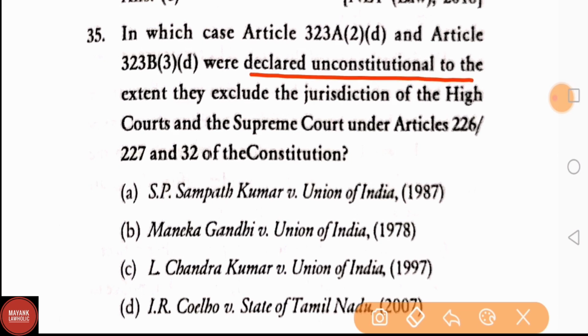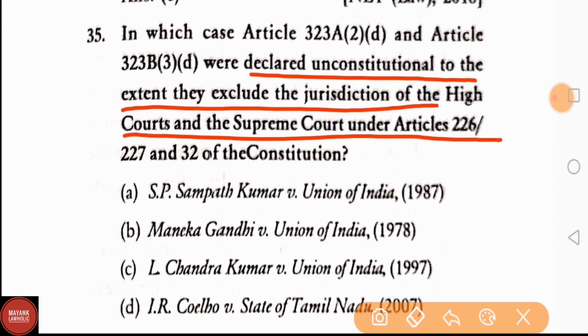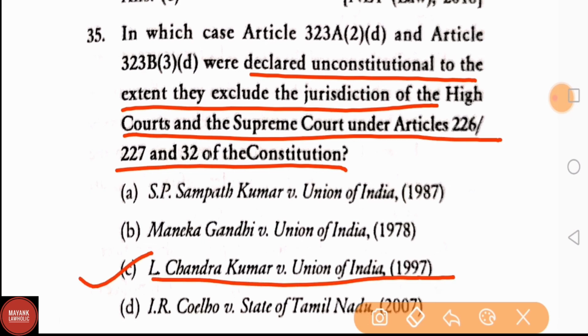Next question. In which case Article 323A Clause 2 Subclause D and Article 323B Clause 3 Subclause D were declared unconstitutional to the extent they exclude the jurisdiction of the High Courts and Supreme Court under Article 226, 227 and 32 of the Constitution. This was held in the case of L. Chandra Kumar versus Union of India, 1997.